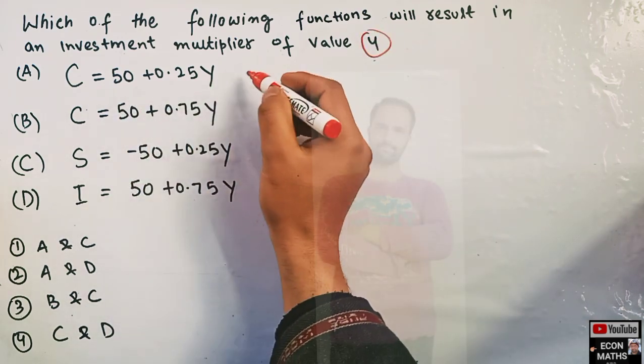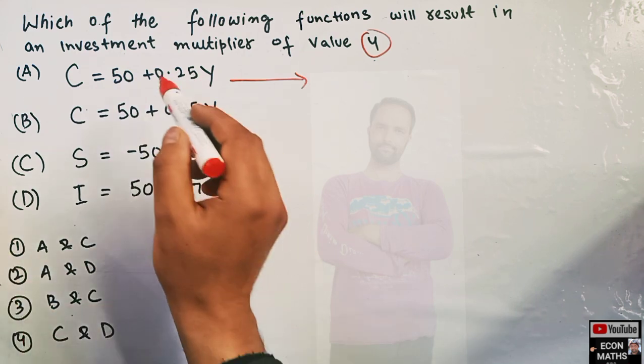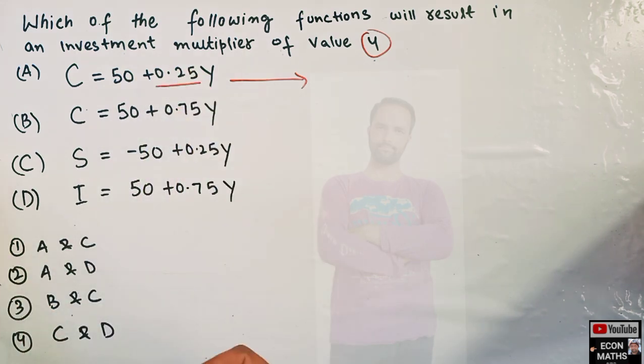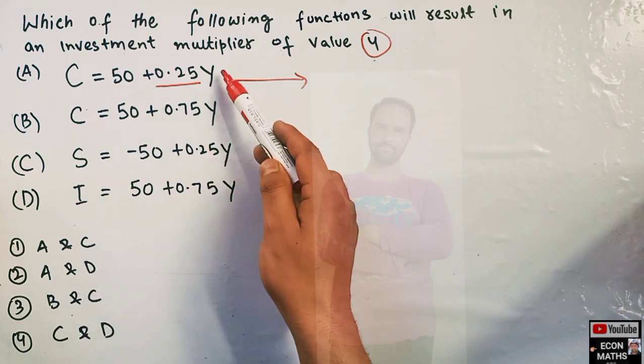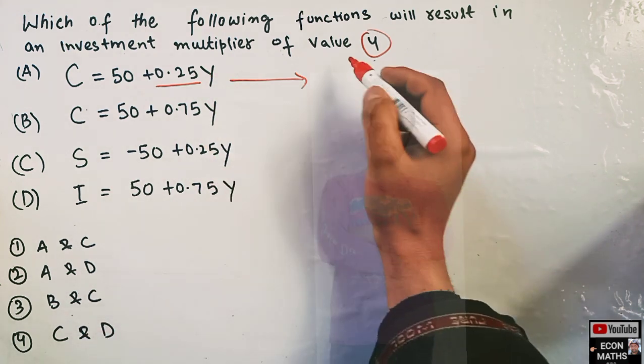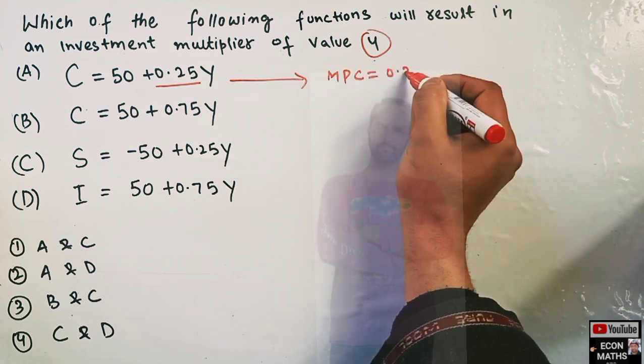Okay, let's take this first one. Consumption is a function of income here, and this 0.25 is our marginal propensity to consume, that is, how much we consume when our income changes by 1 unit. So our MPC is equal to 0.25.